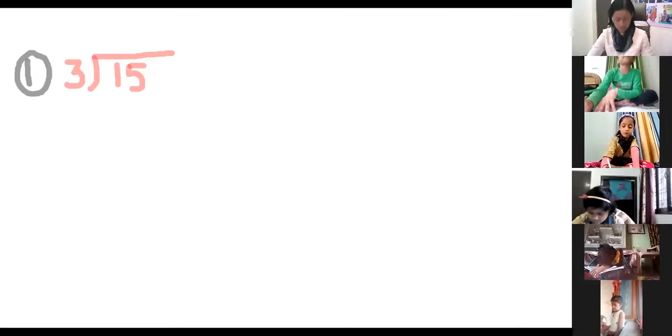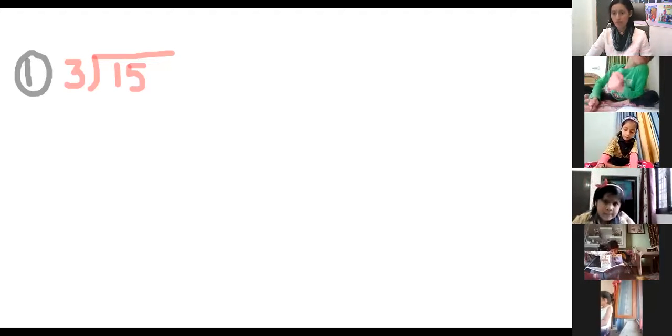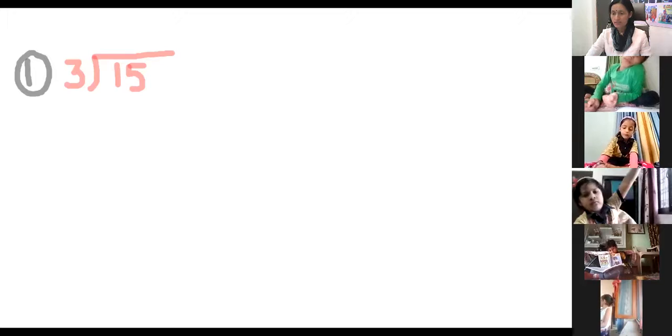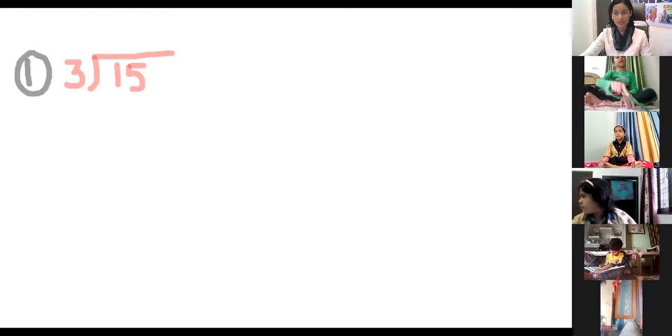Do it in your copy. This is page number 90. Page number 90 of your book, and we are going to do these sums in the class copy. Done, Hardik? Done? Okay. Now start the table of 3 till 15.